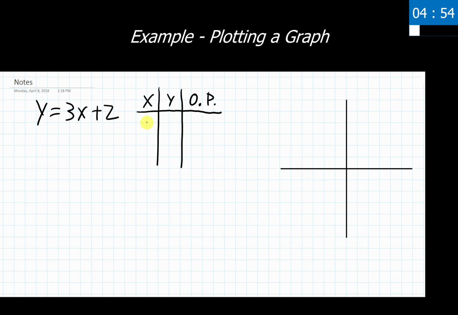0 is one of my personal favorites to use with these. So I'm going to go ahead and choose my first ordered pair. I'm going to choose the x value of 0. Now we need to calculate what the corresponding y value is going to be.